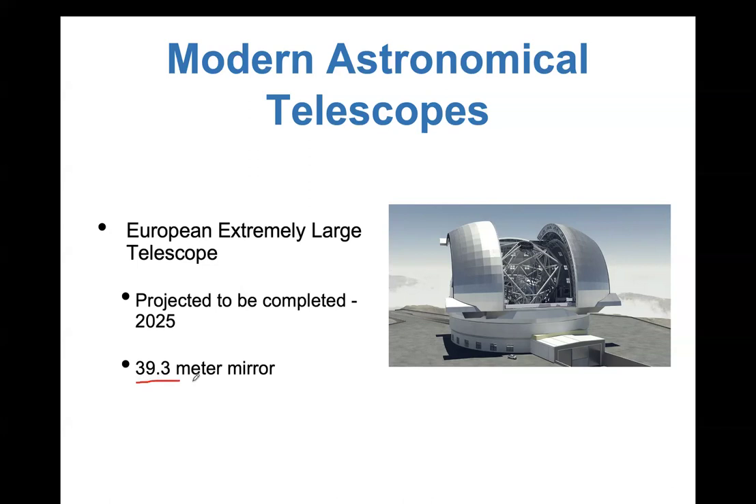And it's really pushing the size with a 3.93 meter mirror. So it's by far going to be the largest mirror telescope in existence. And I don't think it's actually going to be finished this year, like so many large projects that cost tens or hundreds of millions of dollars. They tend to get delayed.